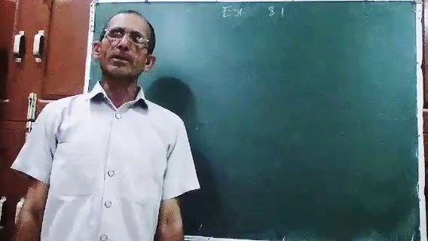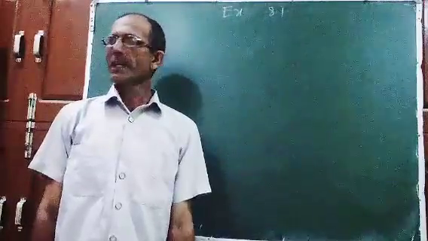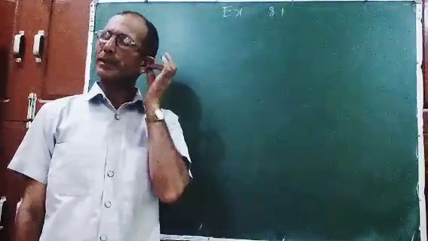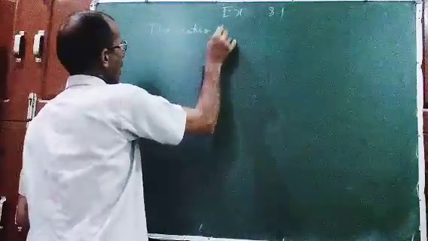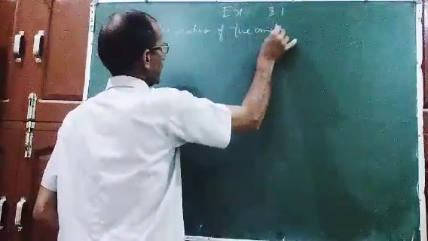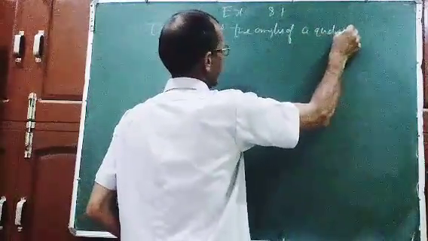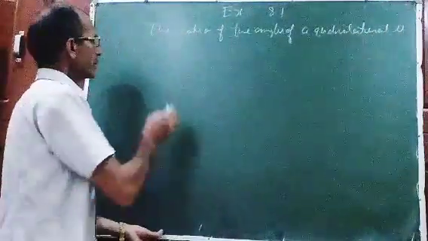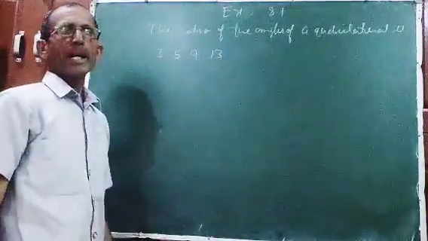The ratio of the angles of a quadrilateral is given as 3, 5, 9, 13. So we have to find all the angles.